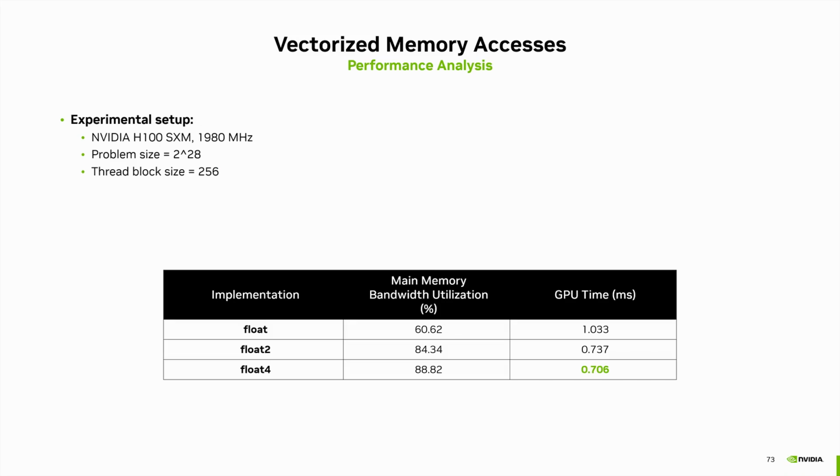Now, again, if we look at the previous example, our baseline code, which is using floats, achieves memory bandwidth utilization of 60%. But if we actually use float2 and float4, that increases to 84 and 88% utilization, which is pretty good.